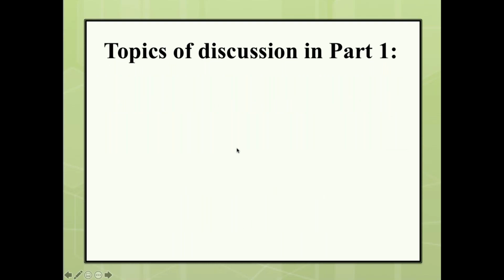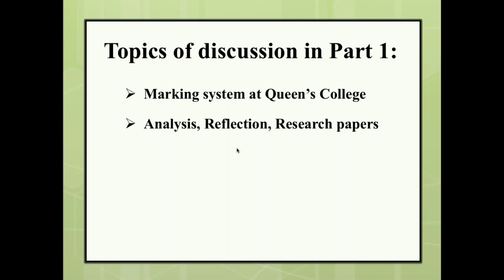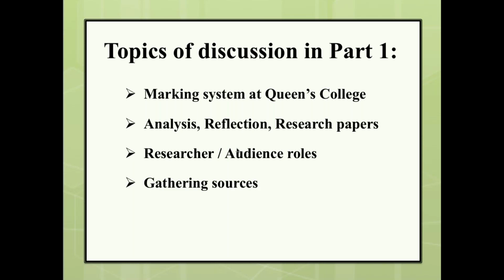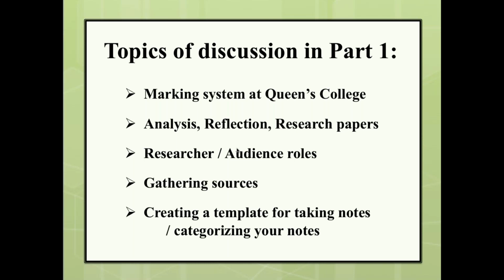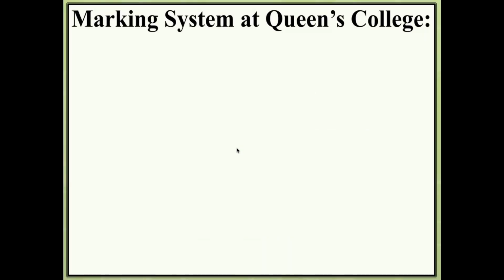Okay, in this part, we're going to be looking at the marking system at Queen's College. We'll be looking at the difference between analysis, reflection, and research papers, researcher and audience roles, how to gather your sources, and then creating a template for taking notes and categorizing your notes. So first of all, let's look at the marking system at Queen's College. This is how you're going to be marked for all your papers.